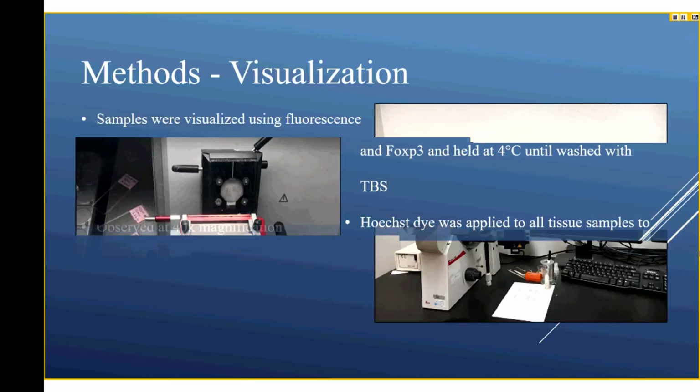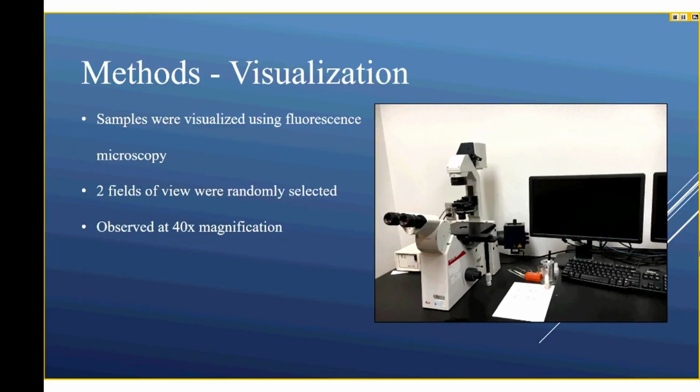These samples on the slide were then visualized using fluorescence microscopy. For each sample, 2 fields of view were then selected and observed, and the images were translated into quantitative data by physically counting the number of T cells present.